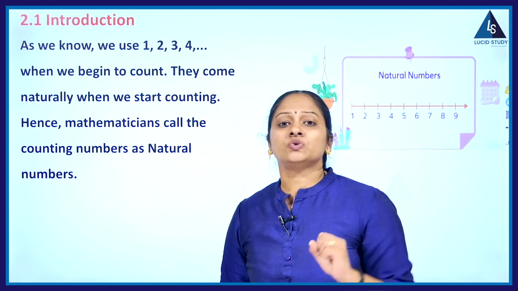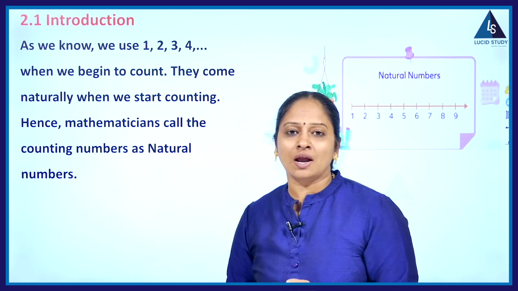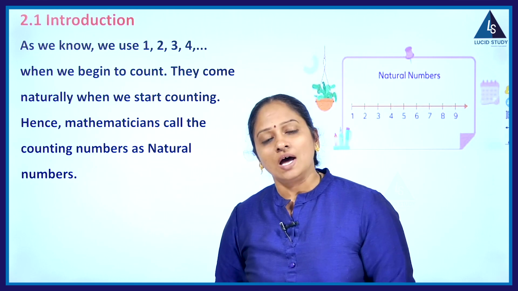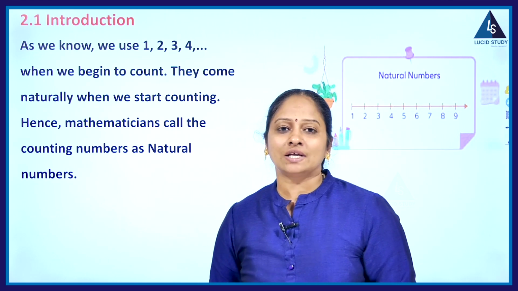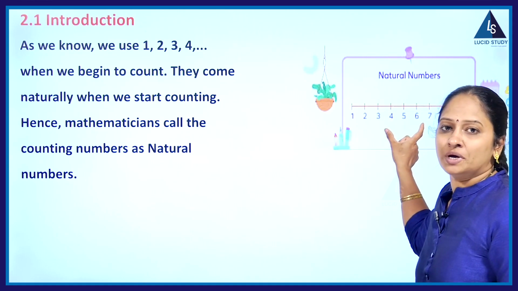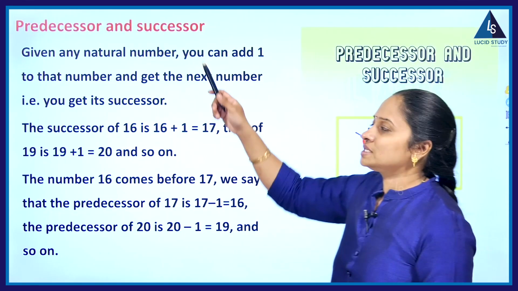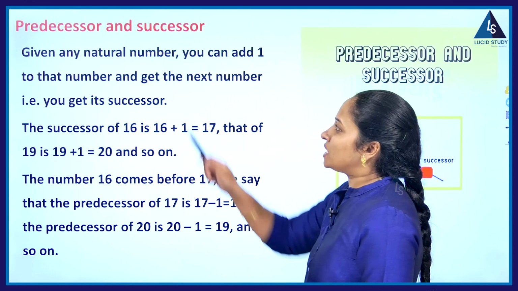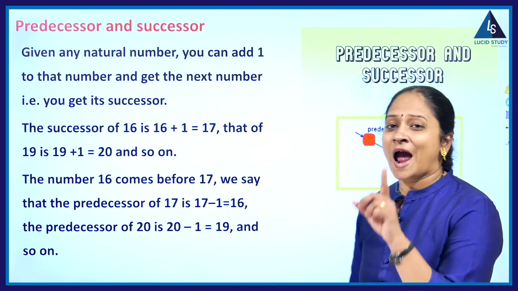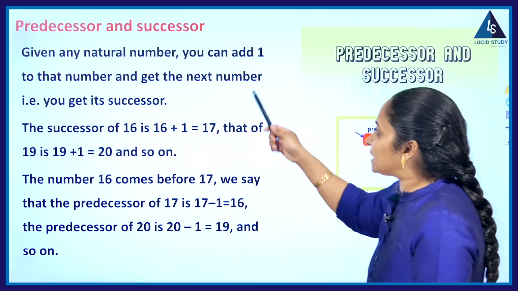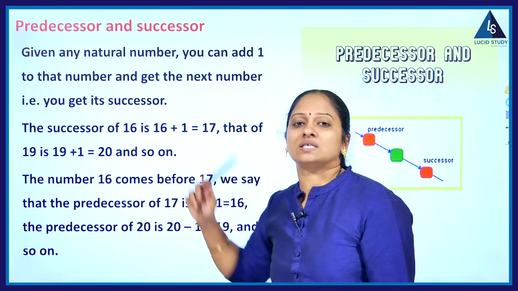So the numbers which we use for counting are called natural numbers, and mathematicians denoted them by the letter N. In this way, we denote natural numbers on a number line. Then let us discuss what a predecessor is and what a successor is. Given any natural number, if you add 1 to that number, we immediately get the next number, right? That next number is called its successor.